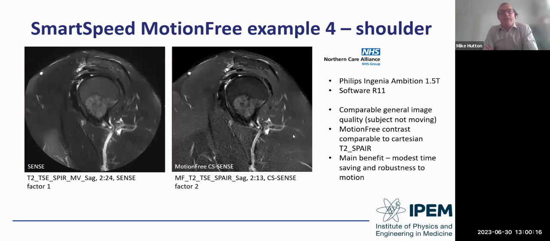Final example with MotionFree, this time in the shoulder. This is comparing an original clinical sequence with multi-vane and sense factor 1 and SPAIR fat saturation with a MotionFree SPAIR acquisition with CS Sense factor 2. It's got fairly comparable image quality. Subject wasn't moving in this case, and we've got better fat saturation with the SPAIR fat saturation. Contrast with the MotionFree is in this case very comparable to Cartesian acquisition. So we've got very modest time saving in this case, but we've got a more robust image and better fat saturation from using SPAIR.